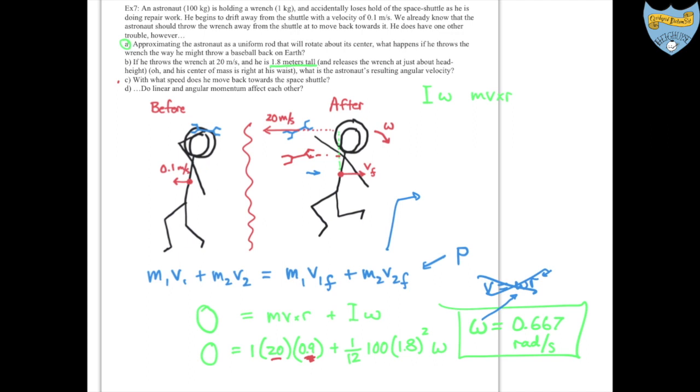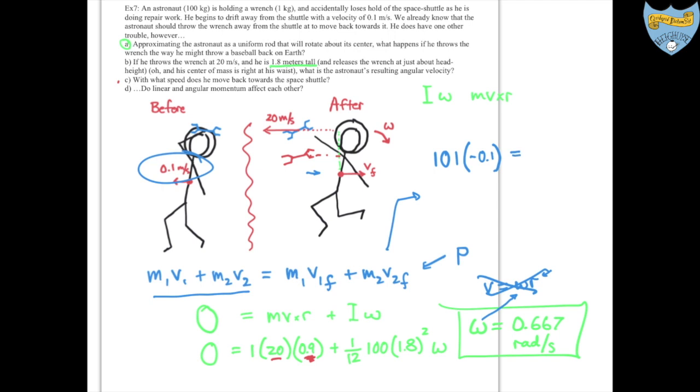Okay, so if I'm doing momentum here, on the before side, note that he and the wrench are both moving at 0.1 meters per second to the left. I'm going to call that negative 0.1. I had to pick something. Also notice that the combined mass of the system is him and the wrench, so that's 101 kilograms. That's the left side of my momentum equation.